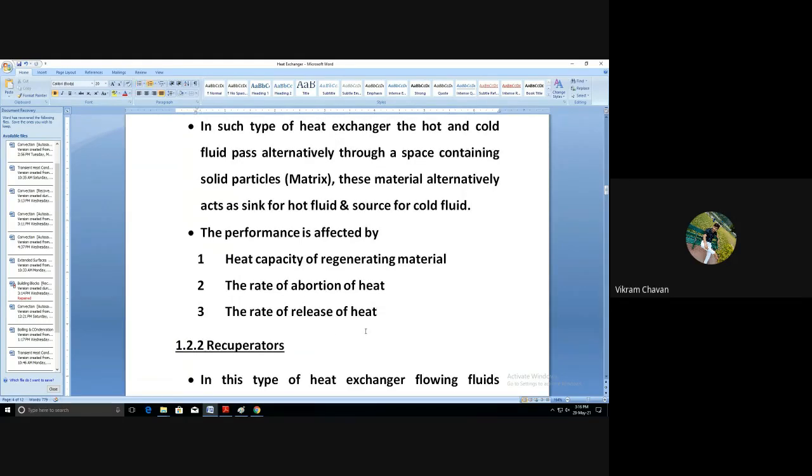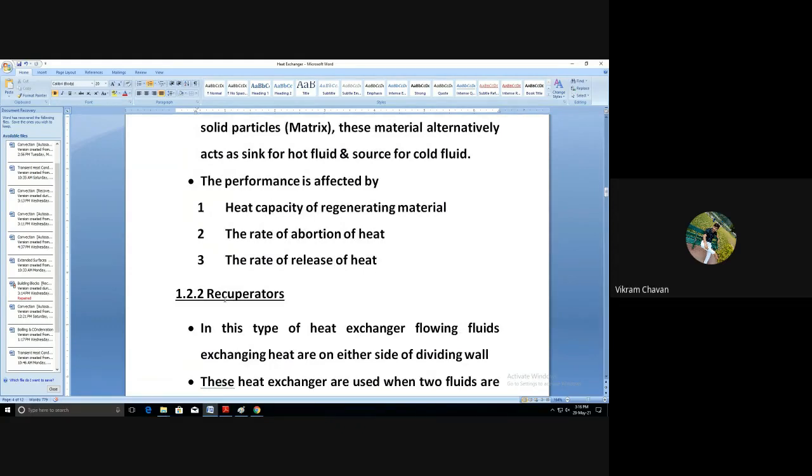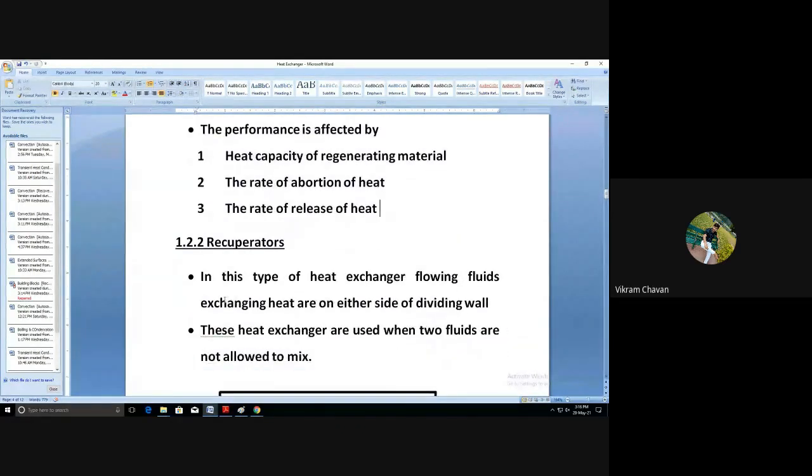Okay, so this is about the regenerators. Then 1.2.2 is the recuperator. Give the heading recuperators. The widely used heat exchanger is the recuperator. Recuperators are most likely used in industrial applications, and in most applications recuperators are used.